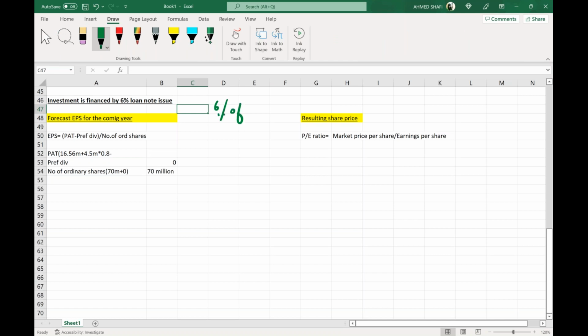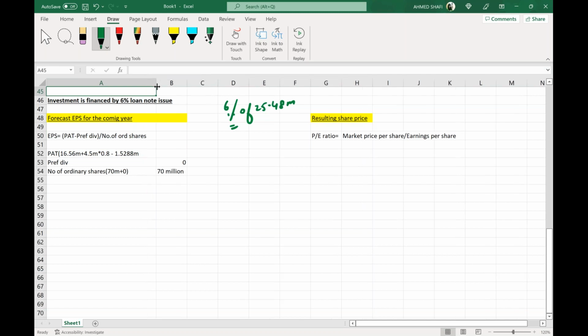Of what? The amount financed, 25.48 million. So interest is 6% of 25.48 million. 1.5288 million is the interest, right? So your profit will increase by 4.5. Okay.